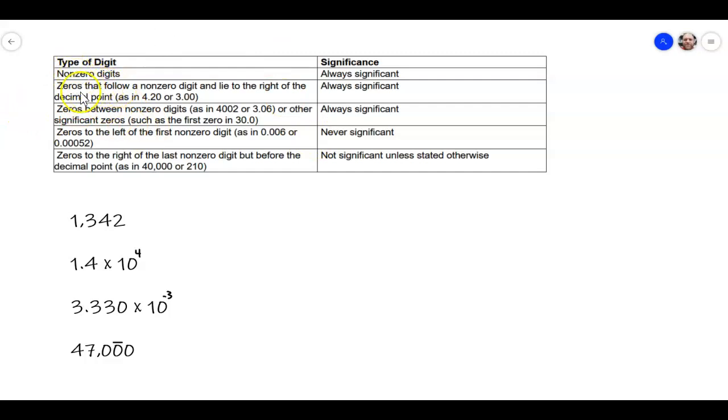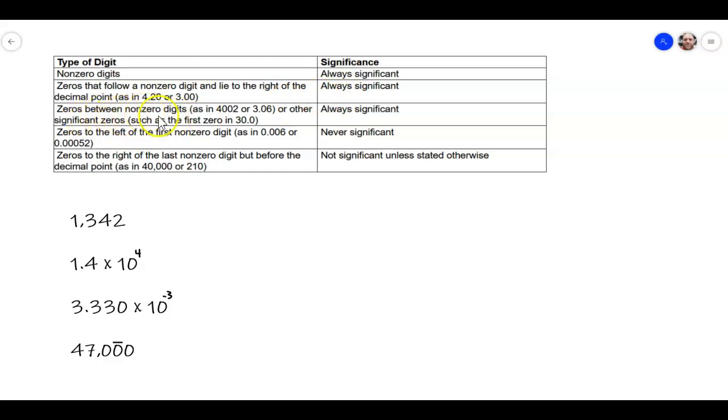Let's first talk about non-zero digits. Any numbers here that are not zero, those are always counted when we're counting the number of significant digits. Zeros that follow a non-zero digit and lie to the right of a decimal point, we always count those as well. So those are always significant. When we're adding up our significant digits, we always count the zeros to the right of a decimal place.